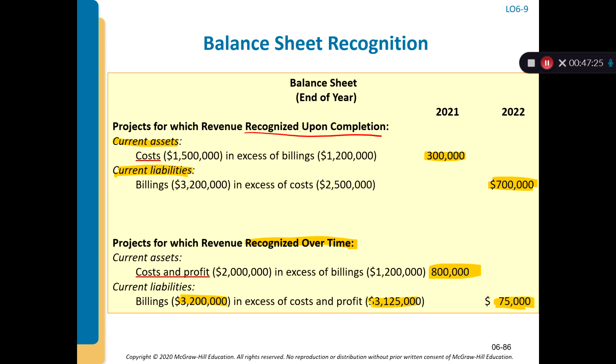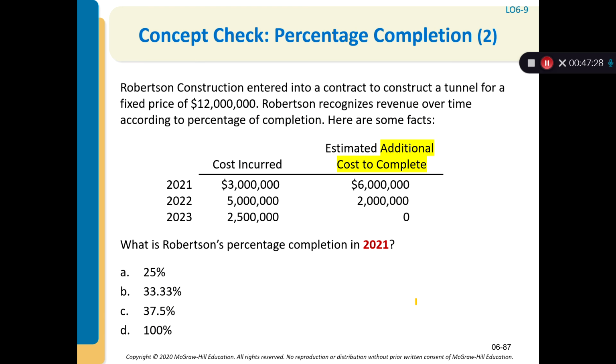Okay, very good. So let's do a calculation here. Robertson Construction entered into a contract to construct a tunnel for a fixed price of $12 million. This is the transaction price, the contractual price. Robertson recognizes revenue over time, so it should be over time recognition, according to percentage of completion. Here are some facts.